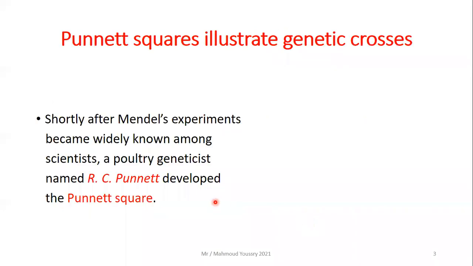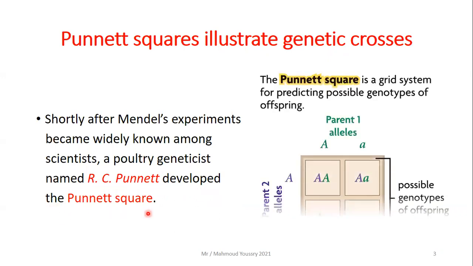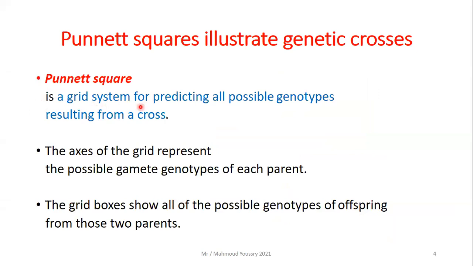So let's start. Shortly after Mendel's experiments became widely known among scientists, a poultry geneticist named R.C. Punnett developed the Punnett square. This is the Punnett square. The Punnett square is a great system for predicting the possible genotypes of offspring, as you can see. So the parent alleles are written on the axis, and the gray boxes are for the possible genotypes of the offspring. The Punnett square is a great system for predicting all the possible genotypes resulting from a cross.